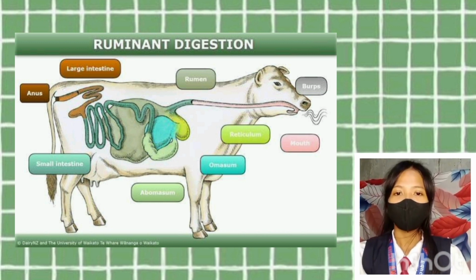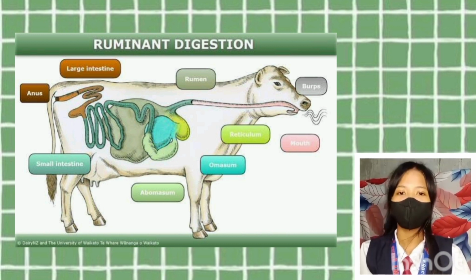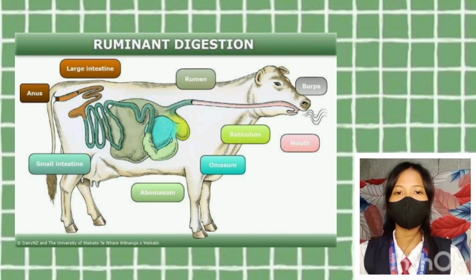What is absorbed in the large intestine? The answer is, the purpose of the large intestine is to absorb water and salts from the material that has not been digested as food and get rid of any waste products left over.